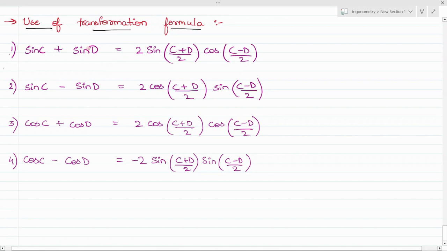Transformation formula. These are the 4 transformation formulas which we're going to derive using the conversion of product to sum and difference formulas. Okay, so let's derive one by one and take a few examples for better understanding.